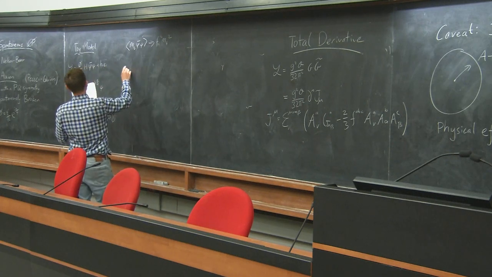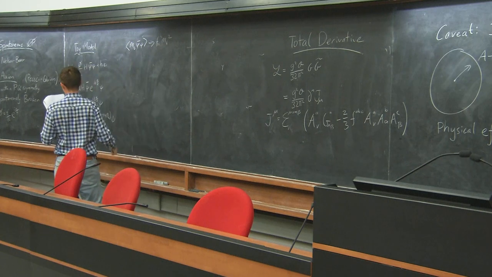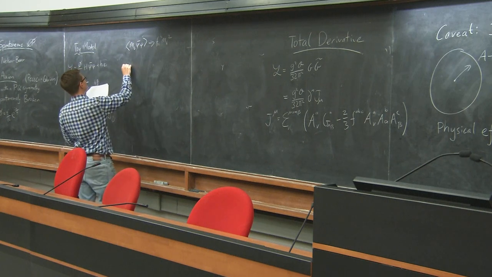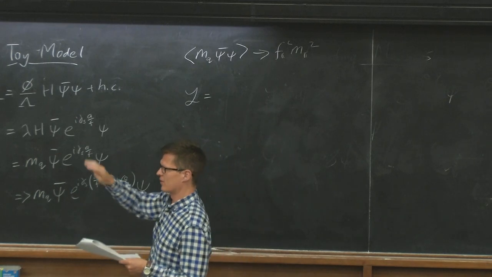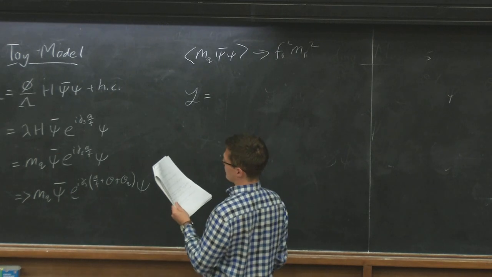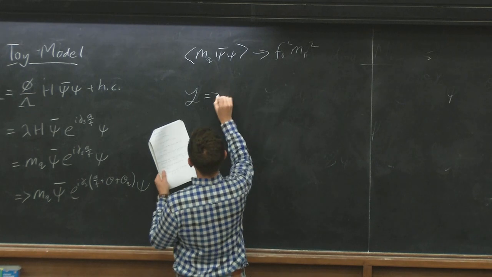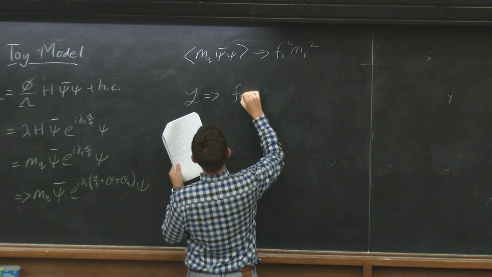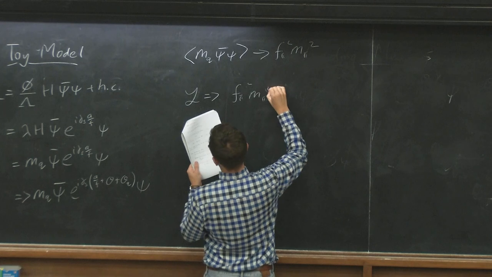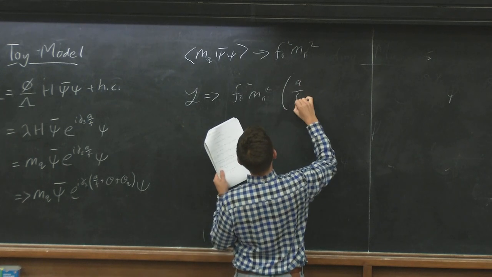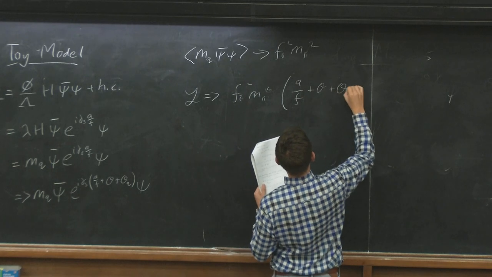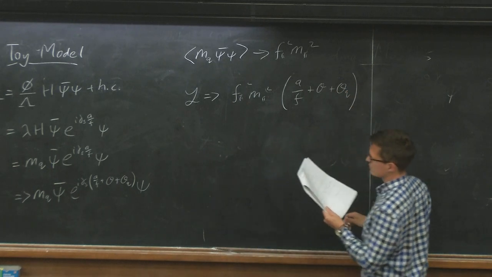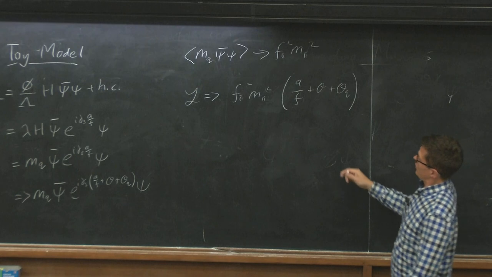But the long story short is that when we put this in and we take the Hermitian conjugate, we get a term, the Hermitian conjugate of e^{i theta} plus e^{-i theta}, which is just a cosine. So what we actually get is a term that goes like f_pi squared m_pi squared cosine of (a/f plus theta_Q). Sorry, cosine.